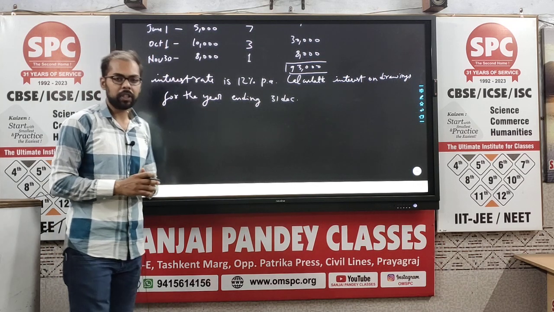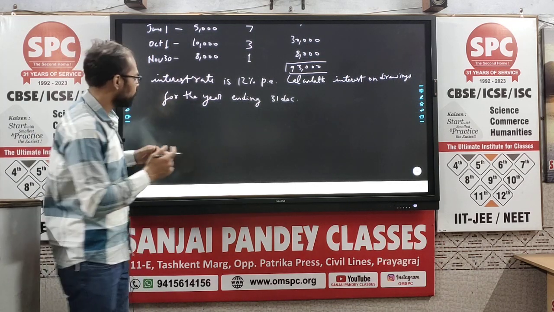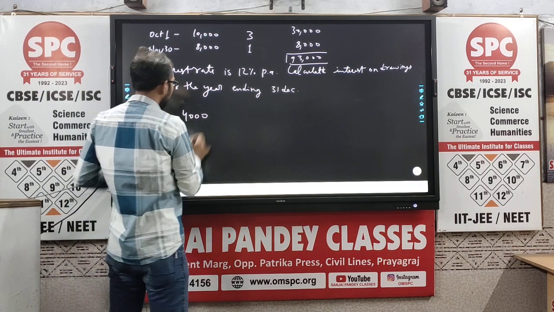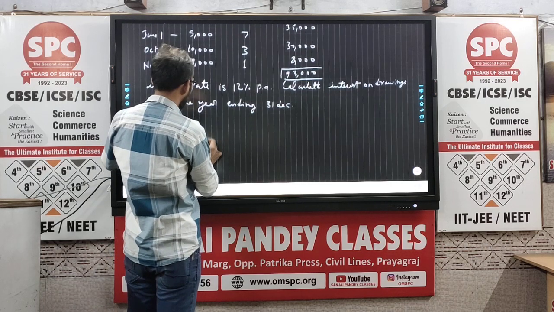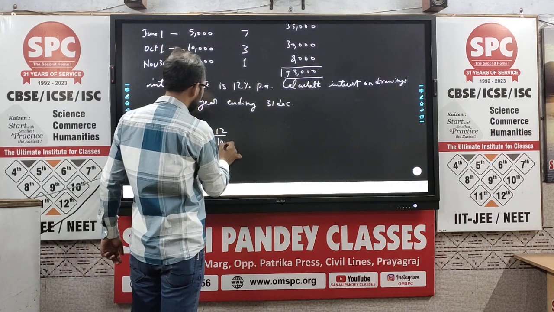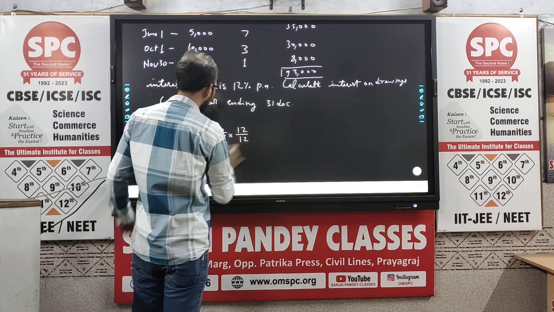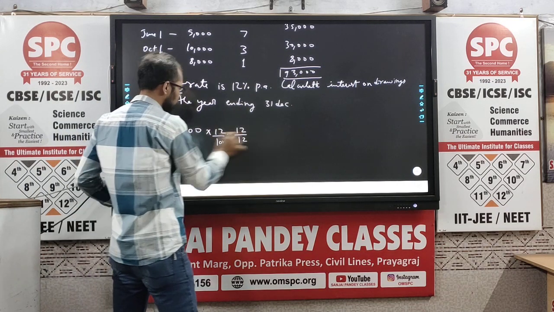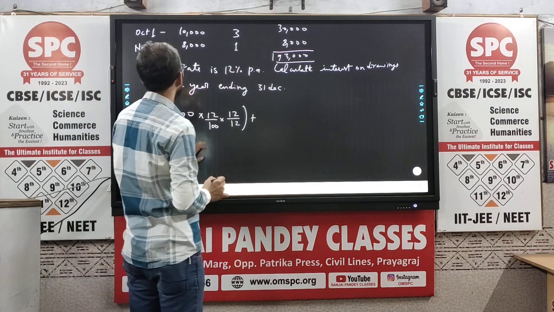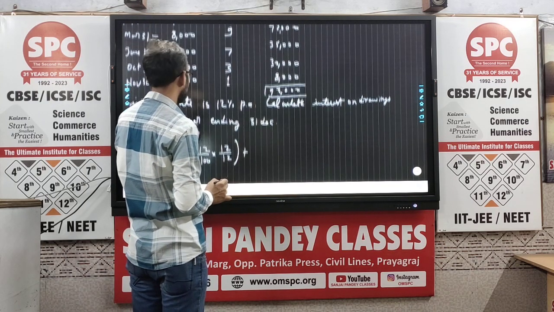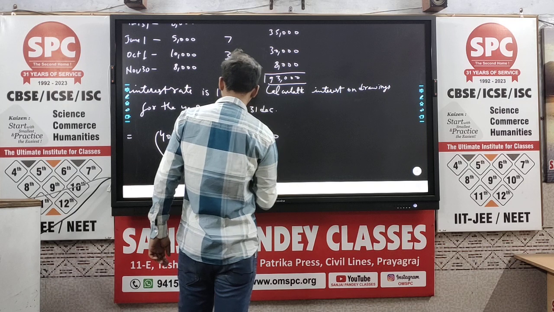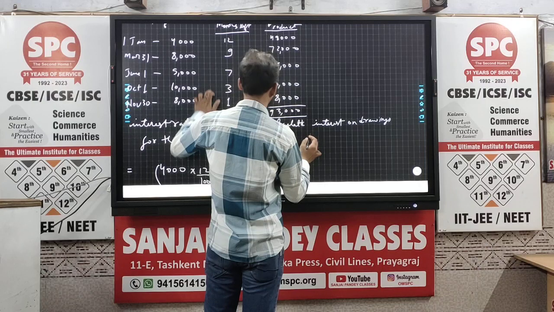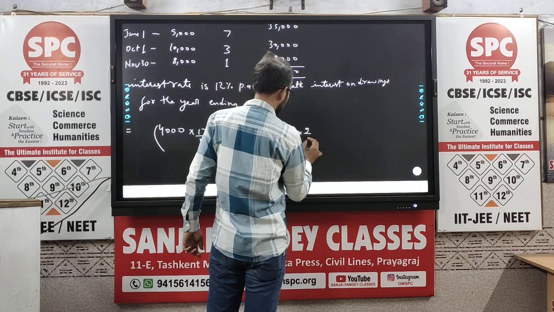Can we represent this information in any other form? We can also represent this information like this. That is 4,000 at the rate 12% for how many months? For 12 months. In the second case it is rupees 8,000 at the rate 12% for how many months? That is for 9 months.